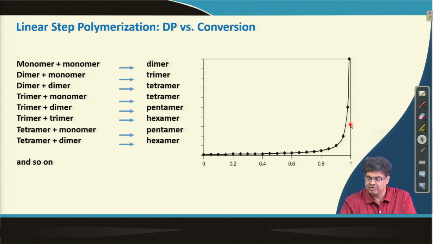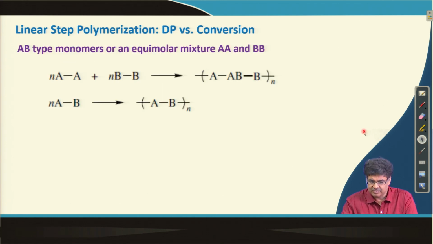So, this is a very important point, that to make high molecular weight polymers in a step growth polymerization, we need to push the reaction to a very high value of conversion. Now, how to quantify this? What is the relationship between degree of polymerization and conversion?